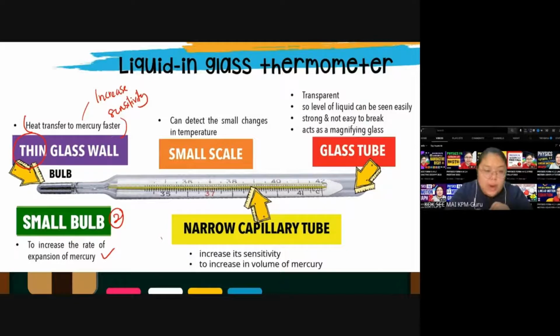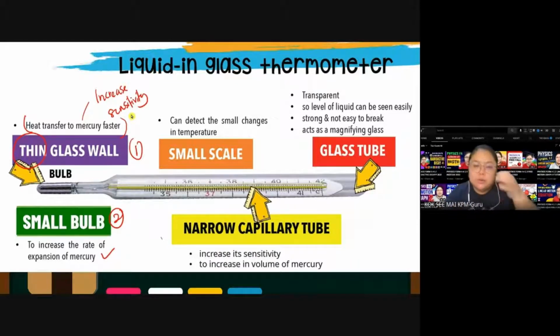Okay, you can see number 1 and also number 2, the explanation is almost the same, but I'm using another word to explain. So I say increase the rate of expansion of the mercury. That means if your quantity becomes less, it is easy to heat up. So from here, I don't mention easy to heat up. I'm using the words expansion rate increases. Okay, faster to expand. But this one we never mention sensitivity. Only the thin glass wall is increased sensitivity. The rest is no.